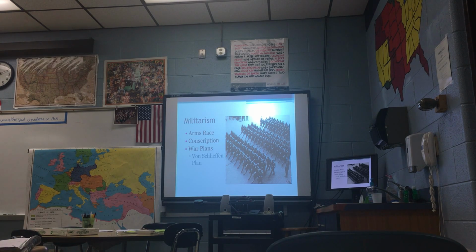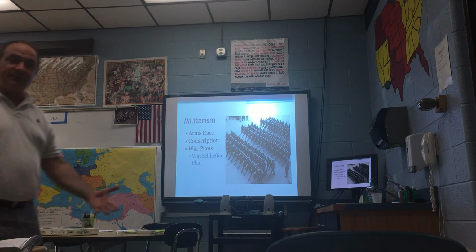In 1890, when the Kaiser took over from Bismarck, Kaiser Wilhelm, smart fellow that he is, he said, we're not going to do that anymore. That violates our treaty with Austria. And within 4 years, Russia and France signed an alliance. And so now Bismarck's worst nightmare had come true.